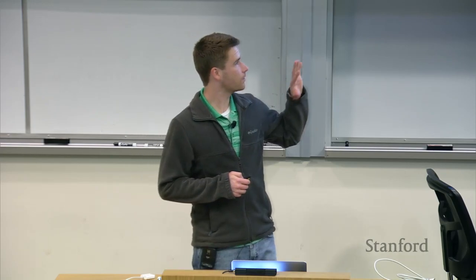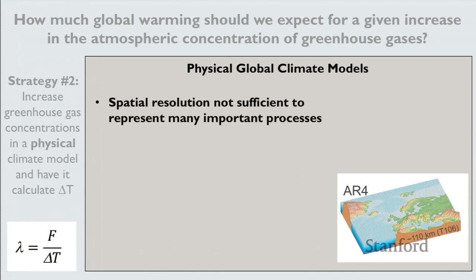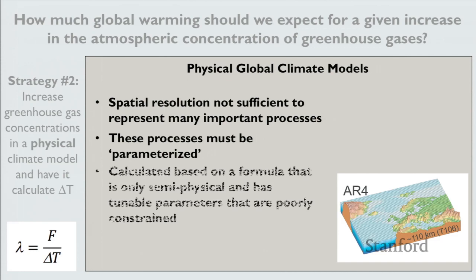Okay, so going back to what the models in general look like now, if you want to run them for a long period of time, like hundreds of years, we have this type of resolution. And what that means is that the spatial resolution is not sufficient to resolve many important processes in the climate system. And so those processes then have to be parameterized in the model, we call it. What a parameterization essentially is, is that you're calculating something based on some algorithm or some formula that's only really semi-physical and is mostly empirical or statistical. And it has tunable parameters in it that are pretty poorly constrained.